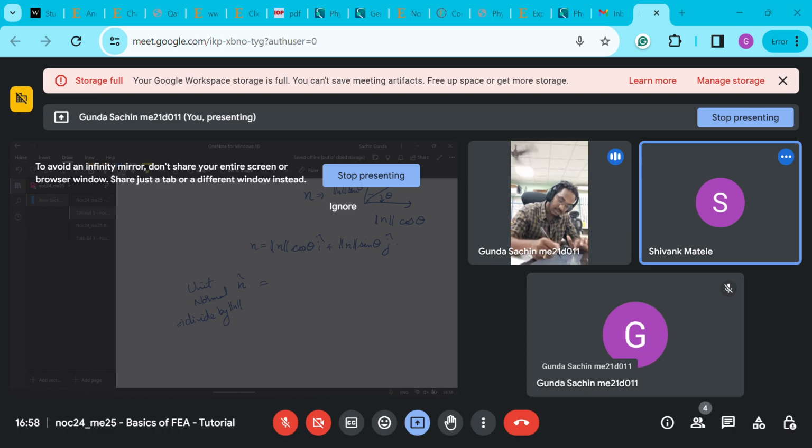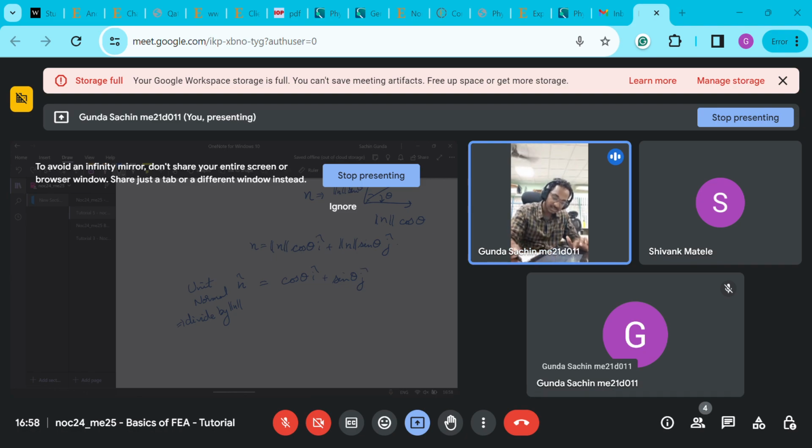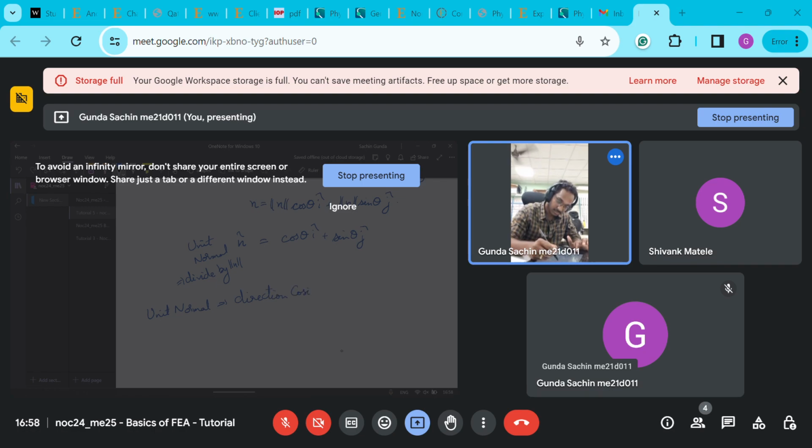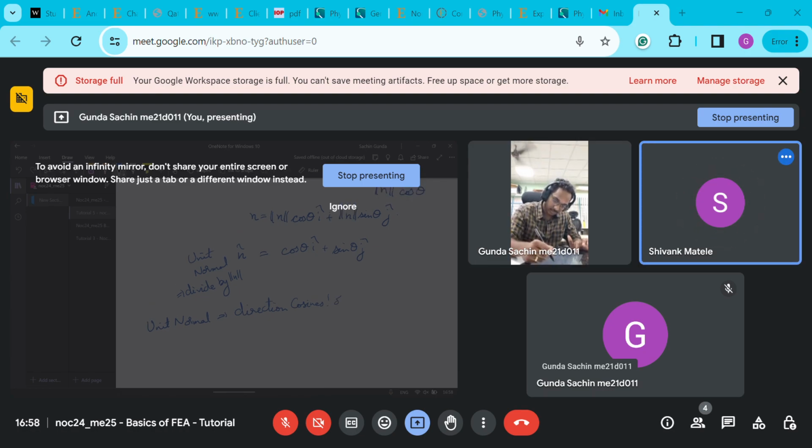Okay, unit normal, divided by magnitude of n, right? Yeah. So you will get cos theta i cap plus sin theta j cap, which are nothing but the direction cosines. So basically both are the same. When you talk about unit normal, basically it's the direction cosines.